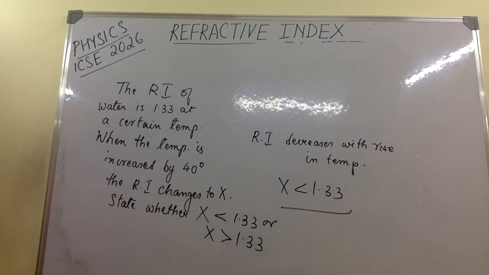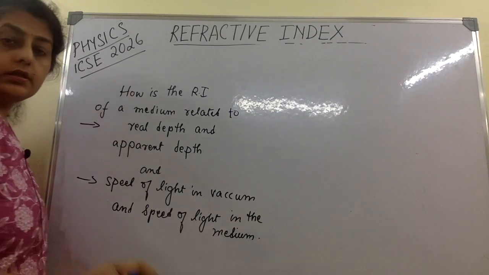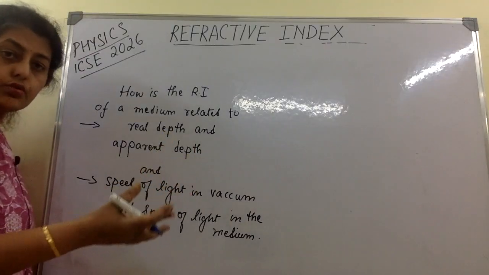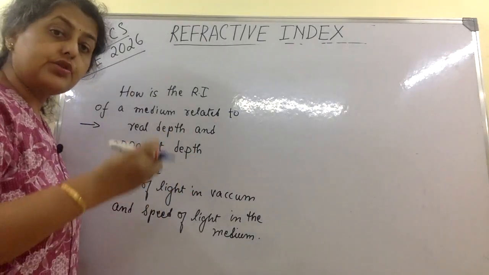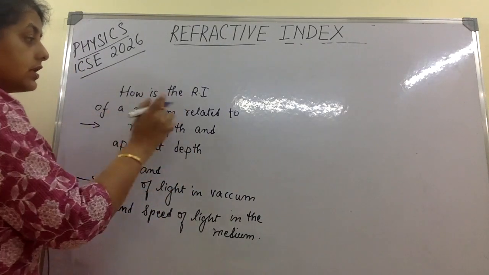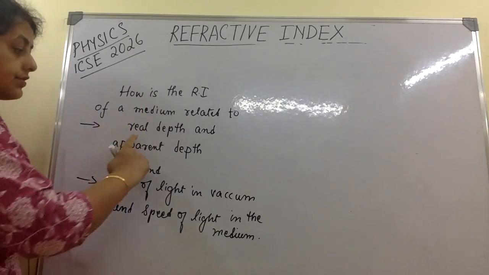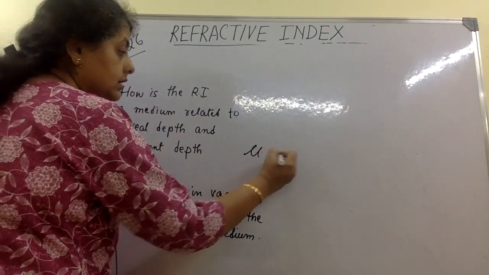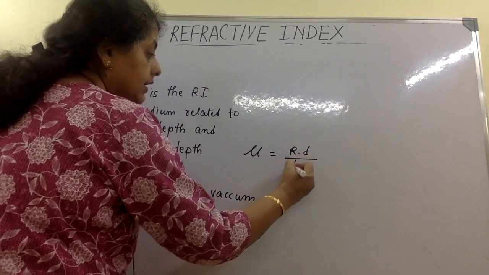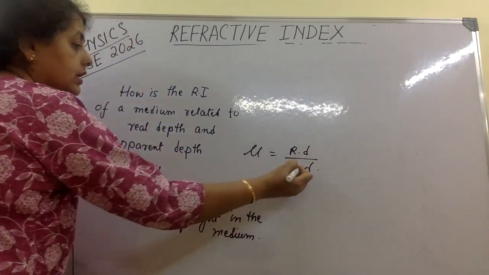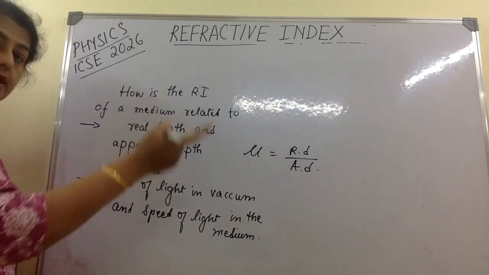Okay, let's see the next question. So here is one question that you all already know the answer to, but still I thought I'll just tell it to remind you all. How is the refractive index of a medium related to real depth and apparent depth? That is real depth by apparent depth. So refractive index is equal to real depth by apparent depth.